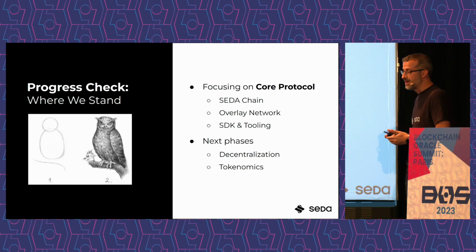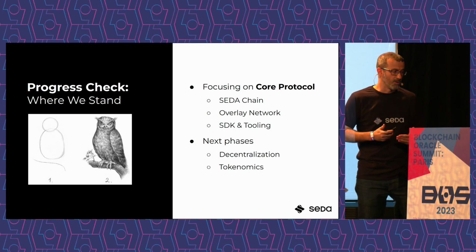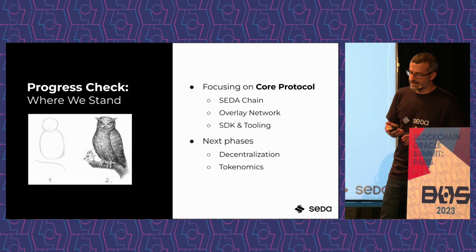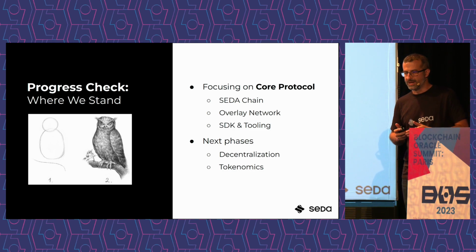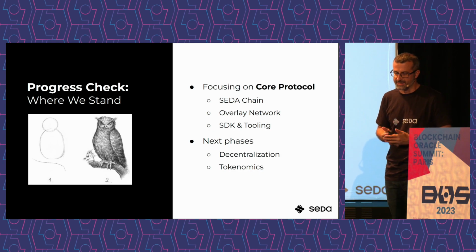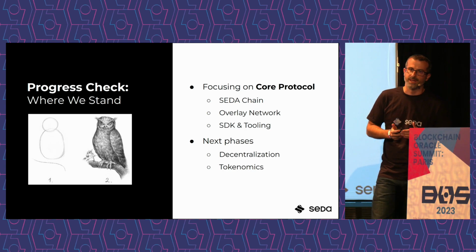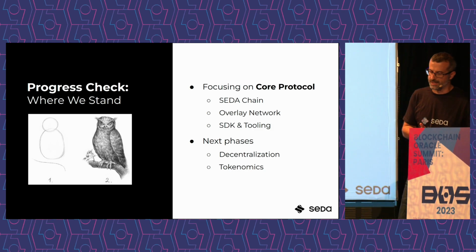Progress check. Right now we are focusing on the core protocol. As I mentioned, we are building our own chain. We started working a few months ago. We are working on this settlement layer and on this overlay network, building all this cryptographic sortition mechanism, and implementing different transactions for having, for example, a commit and reveal scheme, so data request executors cannot free-ride and copy from each other, to mitigate some attack vectors.